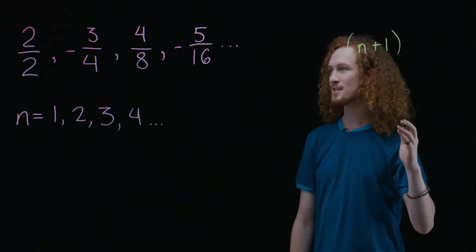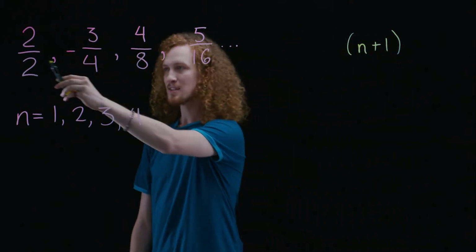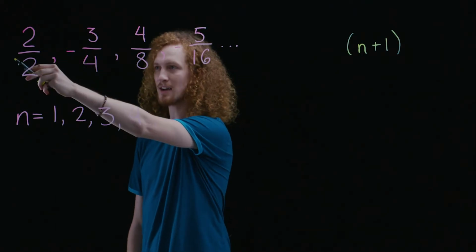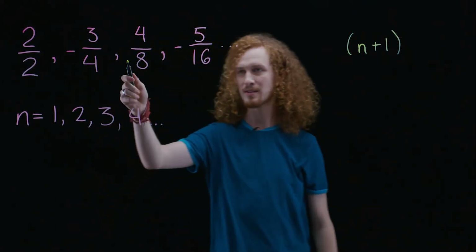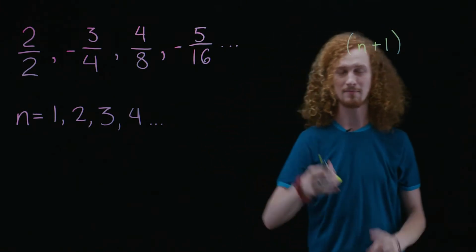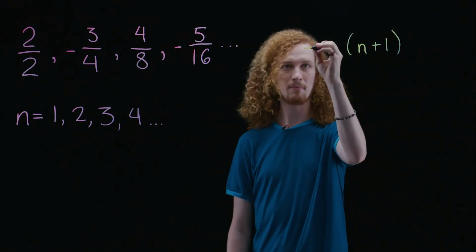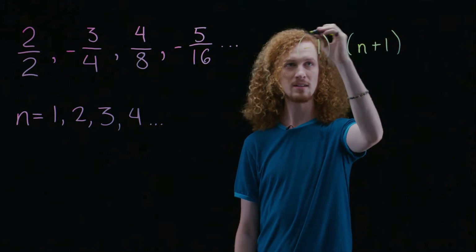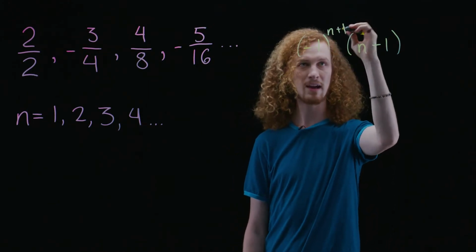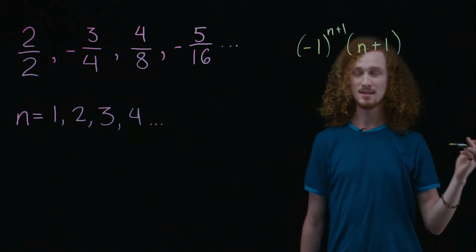The next thing we notice is that each term has the opposite sign as the term in front of it, starting with positive, then negative, positive, negative, and so on. Now, how we can represent this in terms of n is to say minus 1 raised to the n plus 1 power. What does this mean?